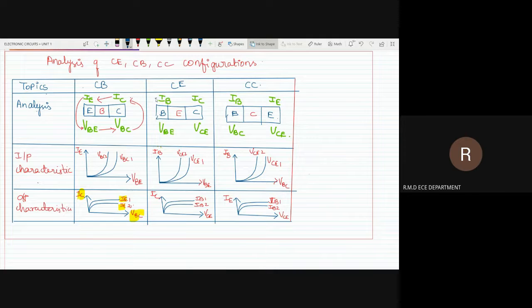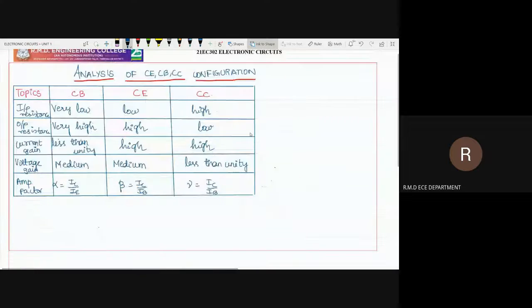For the CE configuration, the input graph is IB versus VBE by keeping VCE constant. Similarly, the output graph is IC versus VCE by keeping IB constant. In the CC configuration, the input graph is IB versus VBC by keeping VCE constant, and the output graph is IE versus VCE by keeping IB constant. So this is the graphical diagram of your CE, CB, CC configurations.